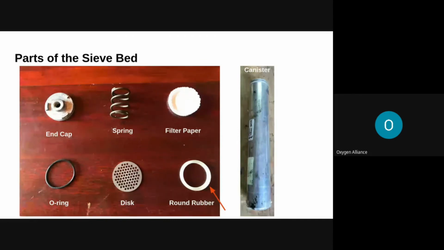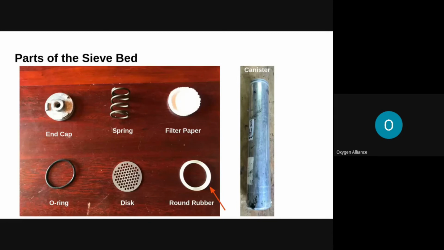So for this model of DevilBiss, all you need to do, after putting the zeolite, is first insert that rubber and then take the filter paper. That filter paper has to be attached to the disc so that the filter paper is secured and held in place. And then after that, we insert the spring on top of the disc itself.